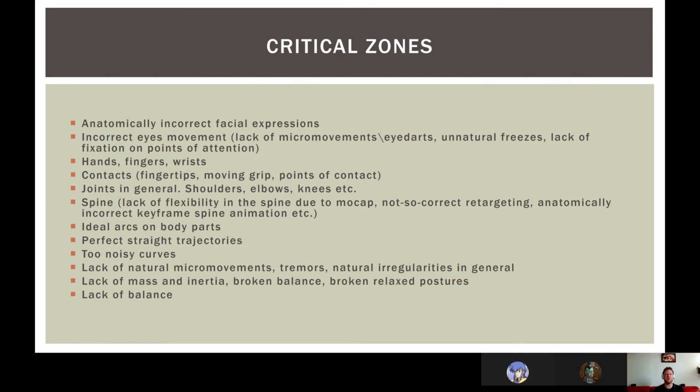Joints in general, shoulders, elbows, knees, all those joints are very important. When you're working with mocap, you have pretty natural movement of these joints, I mean, the way they bend. But if you're doing keyframe animation, you have more freedom. You can rotate the elbow on all three axes, and it will ruin the perception of the animation, because the black box will tell the brain that something is wrong with the elbow. The elbow is broken because a real elbow can't rotate on all three axes, because we have a very limited amount of freedom to bend the elbow.